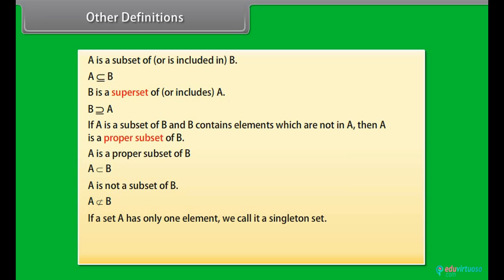If a set A has only one element, we call it a singleton set. Thus, A is a singleton set. Look at these symbols now. The first one means implies that, and the other one means if and only if.